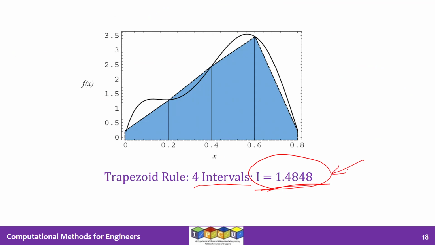So what you see on the screen is that the curve f of x, the true f of x, is depicted by this black curve. And we are using the f values at x is equal to 0, x is equal to 0.2, x is equal to 0.4, x is equal to 0.6, and x is equal to 0.8 as the anchor points to construct trapeziums.